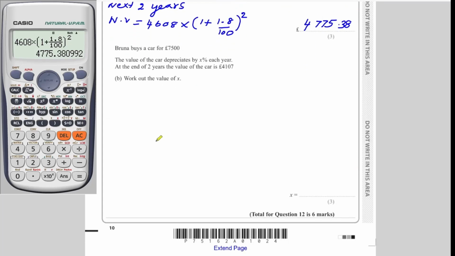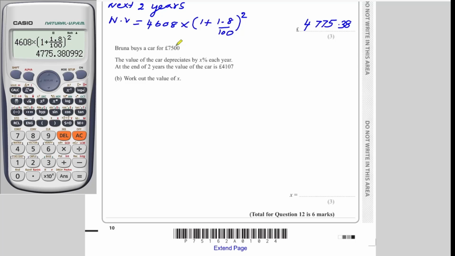Bruna buys a car for 7,500 pounds. The value of the car depreciates by X% each year. At the end of 2 years, the value of the car is 4,107 pounds. Work out the value of X. In this case, new value is given, old value is given. You have to decide what old value, what new value is given, because percentage question is always new value, old value. Other than that, you will be unable to use the formula.